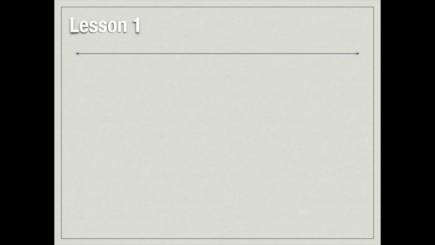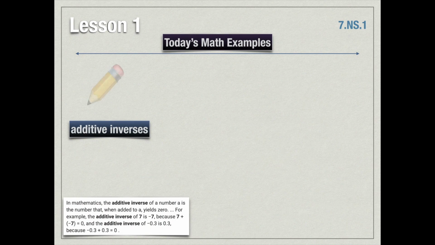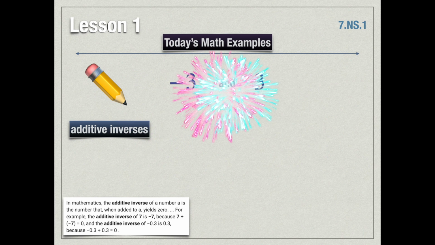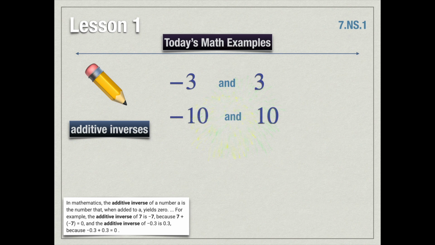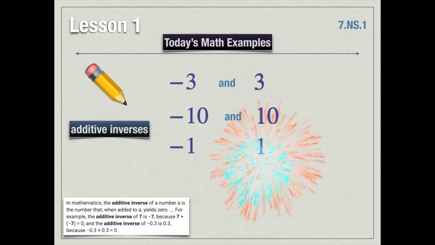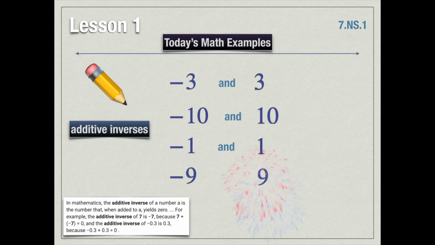We'll have some examples of additive inverses on this page. Our second vocab was additive inverses. And I think you'll be able to tell what that means as you see these numbers. Again, there's your pencil, so take notes. Negative 3 and 3 are additive inverses. Negative 10 and 10 are also additive inverses. Negative 1 and 1. Negative 9 and 9. All good examples of additive inverses.